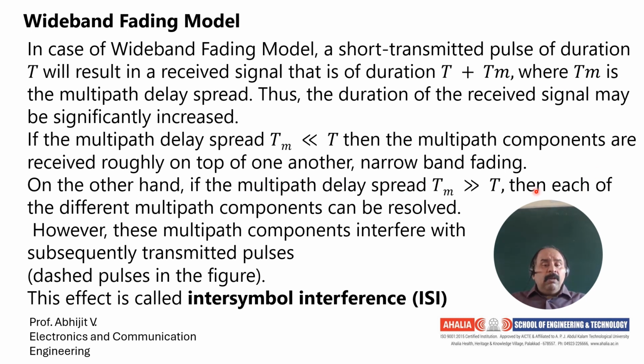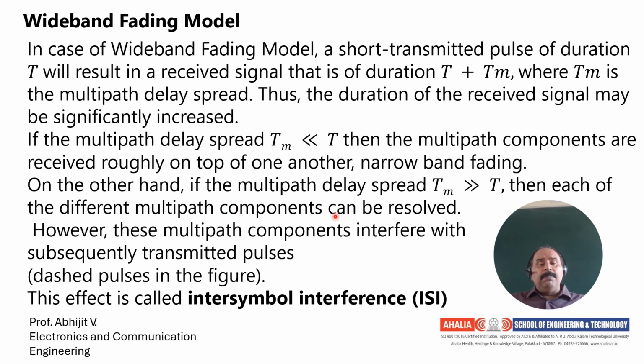This is narrowband fading. That is, where Tm, the delay spread as a whole, is much less than the duration of the pulse, we call it narrowband fading. There is a time pulse and we have a delay spread; we are adding a value of Tm to that. If Tm is much smaller than T, we call it narrowband fading. When Tm becomes bigger, we call it wideband fading.